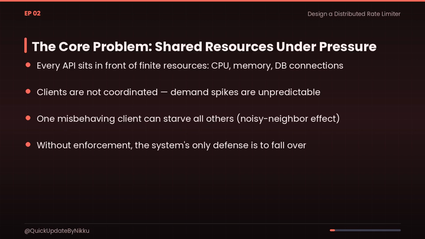An API is fundamentally a shared resource. The database connection pool, the thread pool, the CPU, all of these are finite, and all clients compete for them simultaneously. A single client in a bad retry loop, like the payment service incident, does not need malicious intent to cause a full outage. It just needs to arrive faster than the system can drain the queue. Rate limiting is the contract that prevents any one caller from consuming more than their fair share.